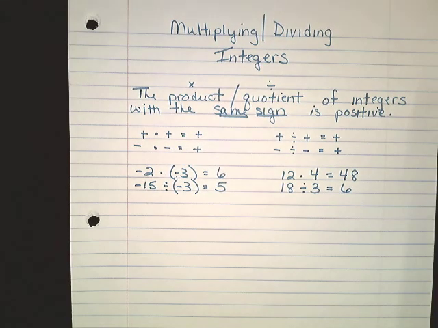Now we have to figure out that if we have two negatives, the answer is not going to be a negative. That's only when we're adding. When we're multiplying or dividing, they are positives.